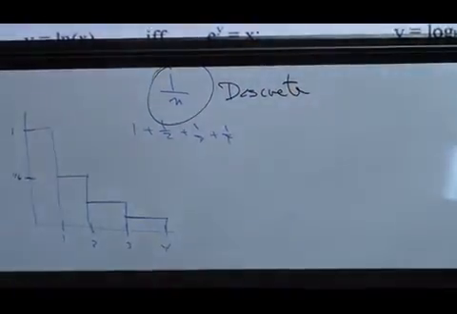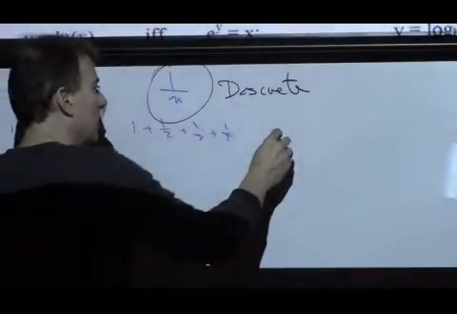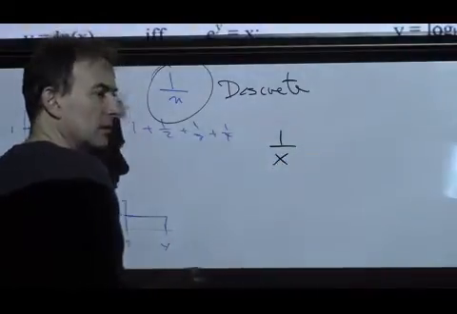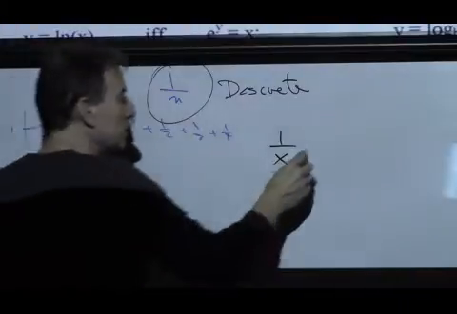Discrete functions are the functions defined only for what? What type of numbers? Integers. So discrete functions work on integers. Now I could have another function, I'm going to call it 1 over x. Looks the same, right? Because x is a variable, n is a variable, but I'm going to call this function continuous.